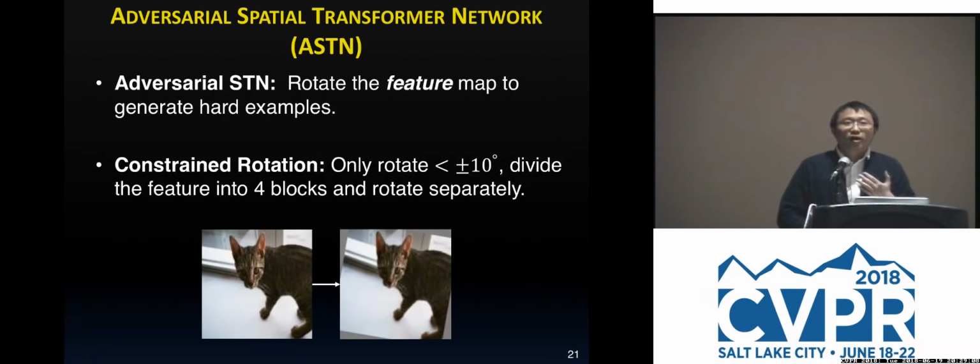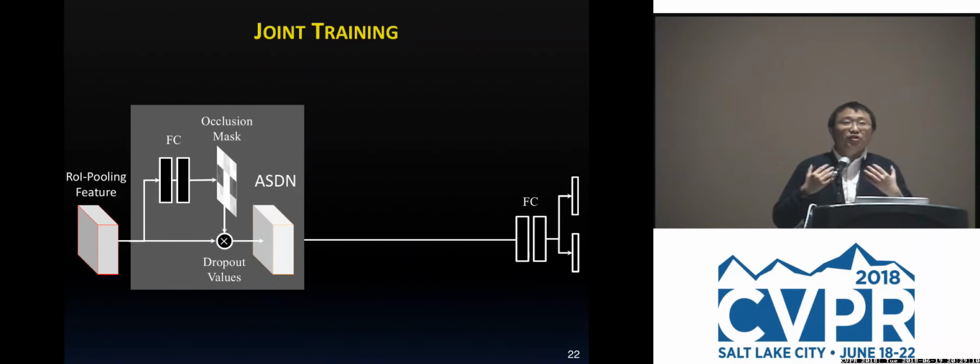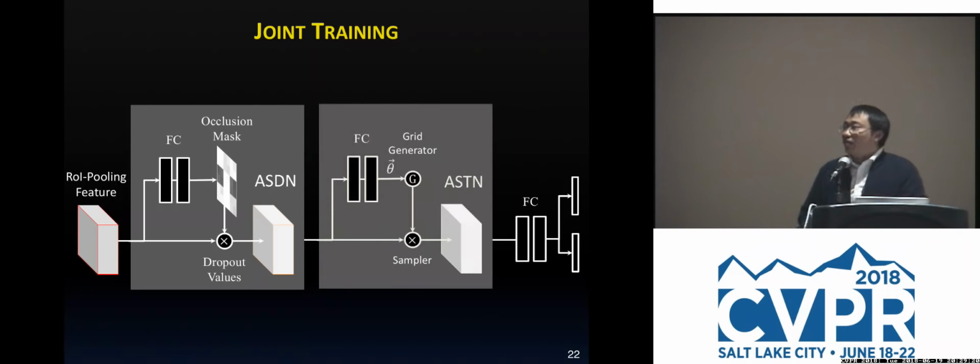These two small networks can be trained together. Given the object features, you first forward them to the adversarial dropout network to perform some dropout, and then these features can further be transformed by our adversarial transformer network. And these two networks are only used in adversarial training during training time. During testing time, we remove all these adversarial networks and test as the simple, easy Fast R-CNN.